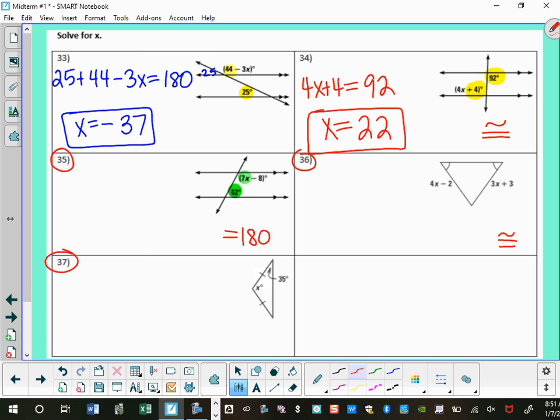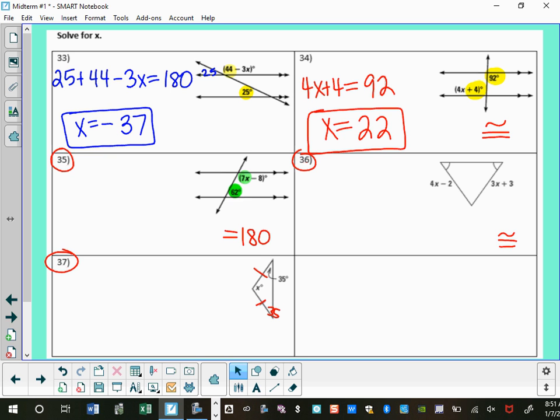And then what about 37? This is an isosceles triangle. If this bottom part here is 35, see these hash marks, Max? All right, so my base angles are going to be the same. So that's 35. What's the bottom one? This is also 35. So now can you figure out what angle x is? Yes, you sure can. If you have two angles, you can always find the third.